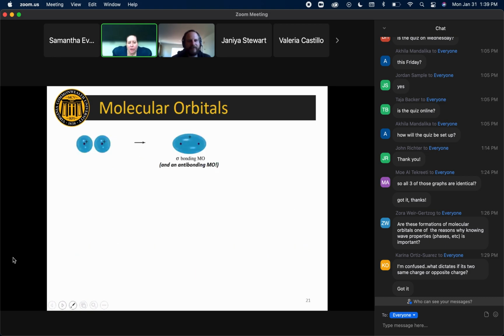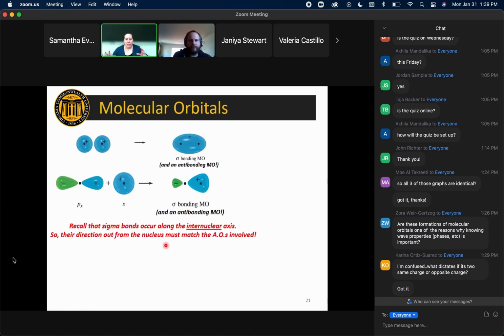So we've talked about bringing together 2 s orbitals to make a sigma bond. And we've talked about bringing together a p and an s orbital to make another sigma bonding molecular orbital that just looks a little bit different. So I want to take a moment to point out that these sigma bonds, of course, occur on the internuclear axis, but I've also talked about how molecular orbitals have to retain some of the characteristics of the atomic orbitals that made them, right? So the molecular orbital that's made with a p orbital has that same orientation and that same directionality that the original p orbital did. Okay, you guys with me on that?